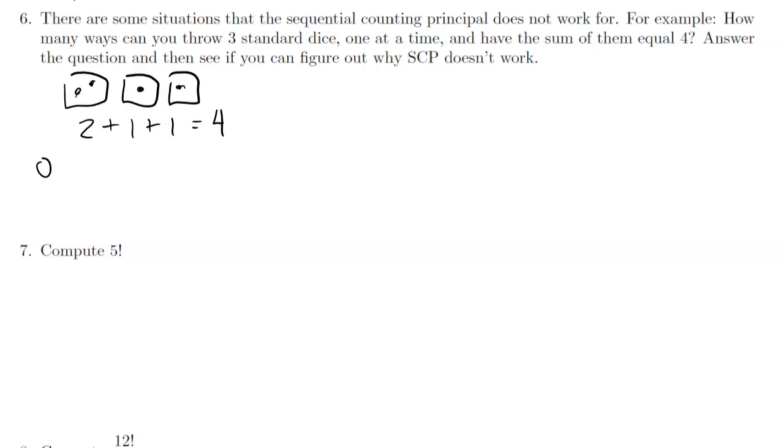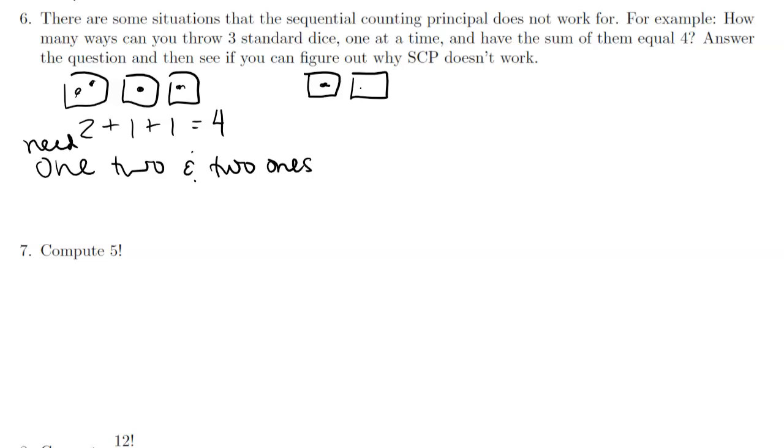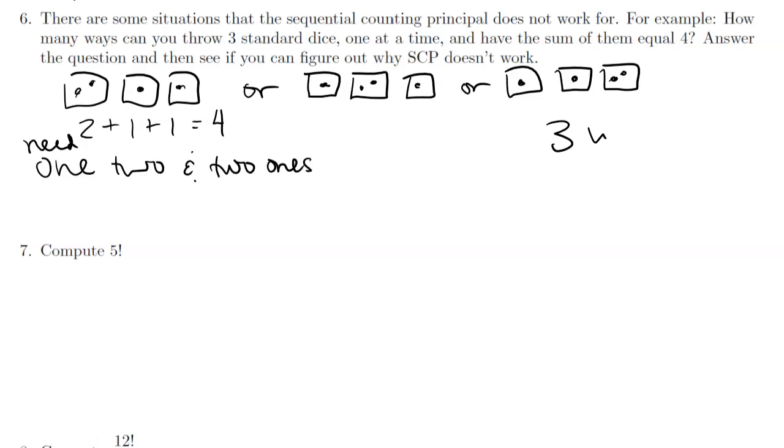So I need a 1, a 2, and 2 ones. That's what I need. Now, that's one possibility of how I could do it. I could roll the 2 first, or I could roll a 1 first, and then the 2, and then another 1. Or I could roll a 1 and then the other 1 and then roll a 2, right? You can kind of picture there's not any other choices for how we could do this. So there are 3 total ways.